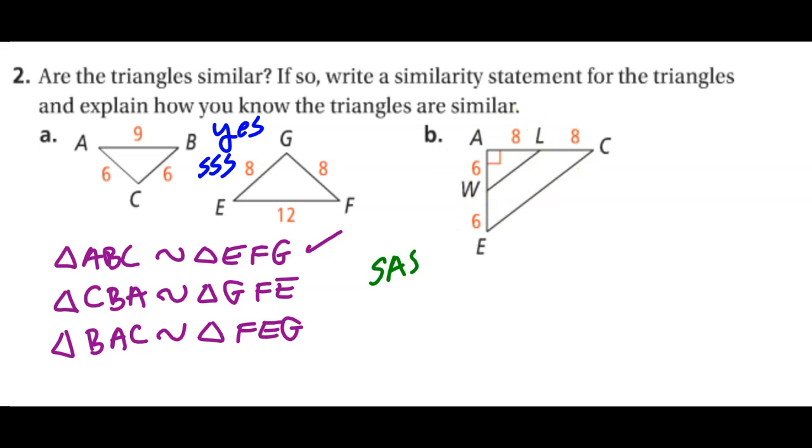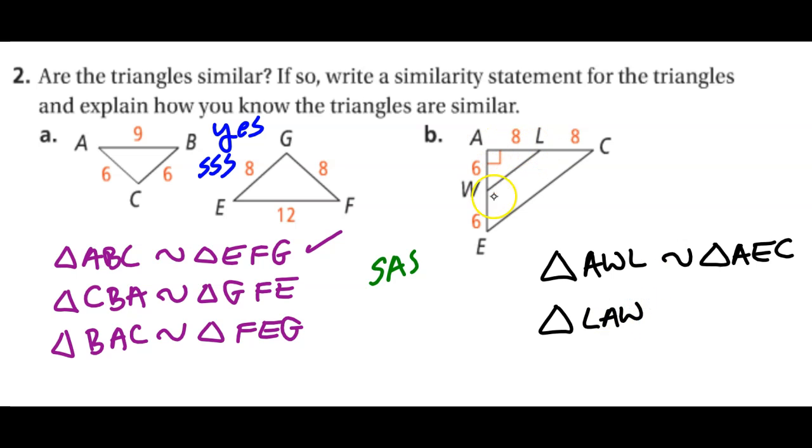And writing out the similarity statement, we can say that triangle, I'm going to start with the small one here, AWL, is similar to triangle, I went from A to W, so let's go A to E now, AEC. If you wrote it differently, you could have said triangle, let's start with the little one again, LAW, but then you would have had to say triangle CAE here. So once again, lots of different ways we can write it. For the first one the order doesn't matter, so long as in the second one the angles match up.